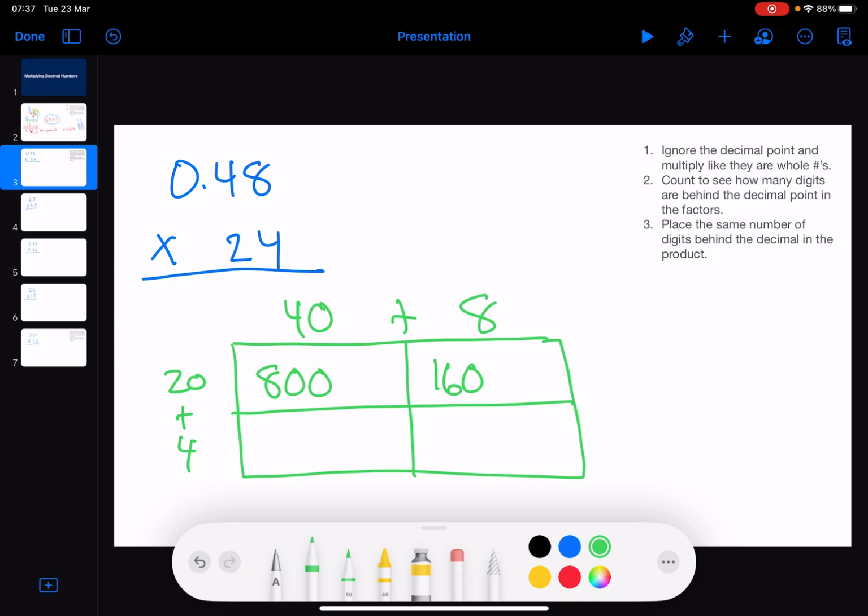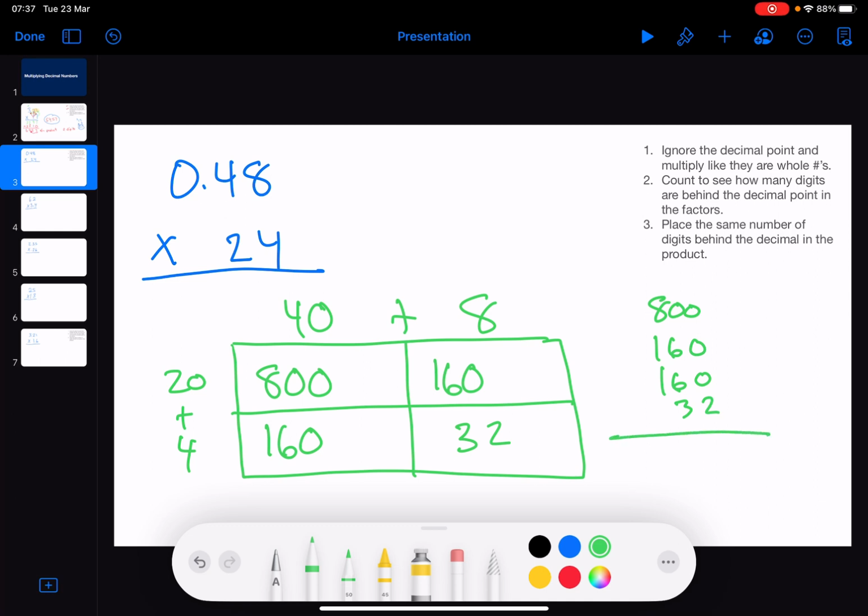Now I have to do 4 times 40. 4 times 4 is 16 with 1 zero, and then 4 times 8 is 32. Now I just need to add up all of those products. So I've got 800, 160, 160, and 32.